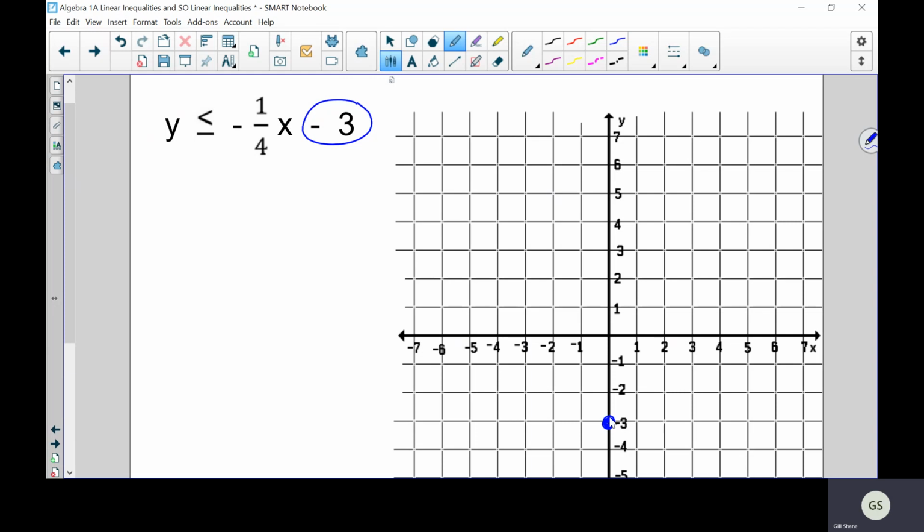So now I need a second point. I guess this is the tougher part. There's no real math involved. We need to take the slope.